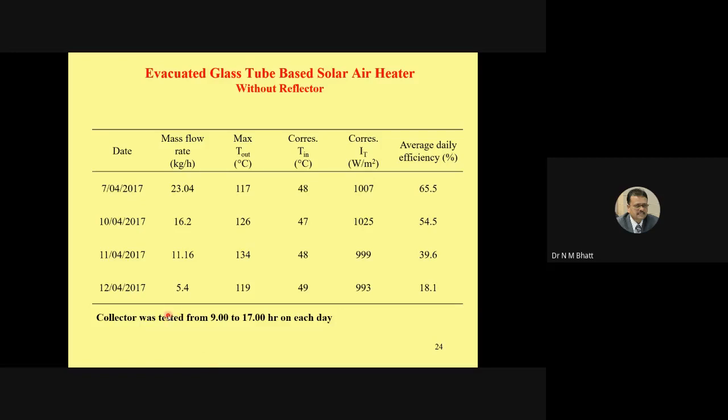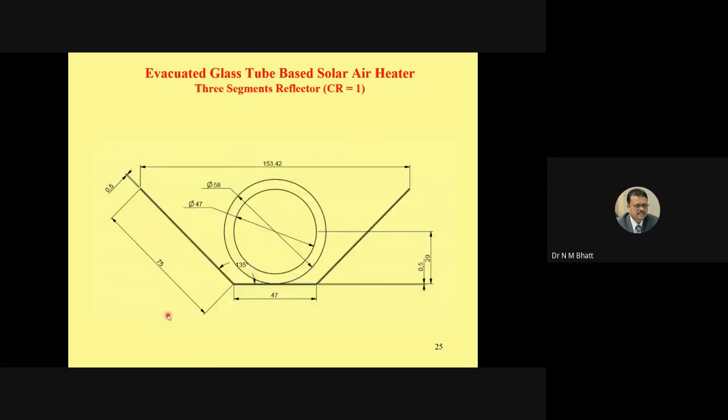The same conclusion we have drawn for this 3-segment reflector. Here the fundamental we have used is that these reflectors are at 45 degrees. So all the parallel radiation falling over here will reflect to the absorber.